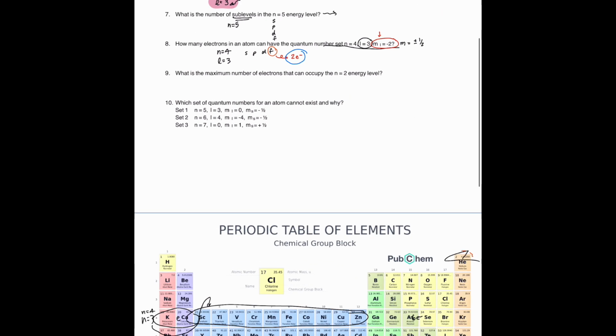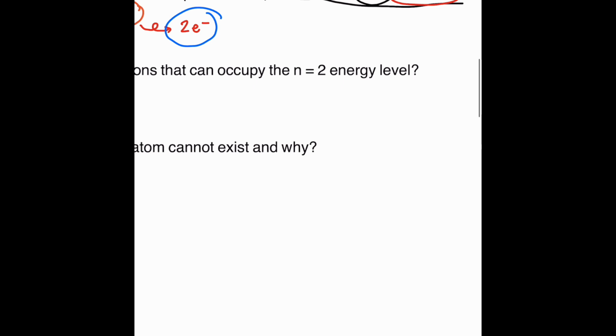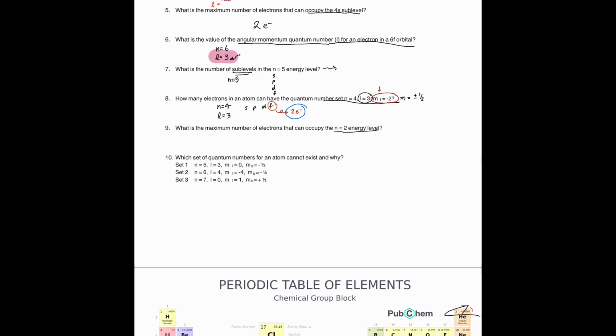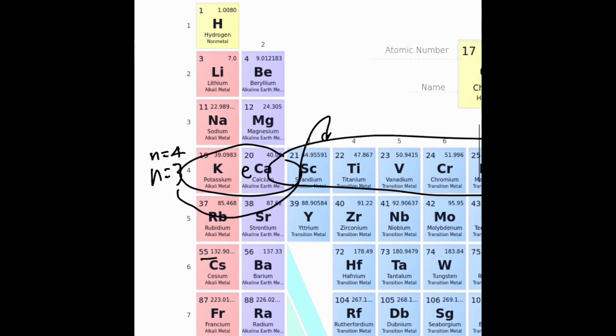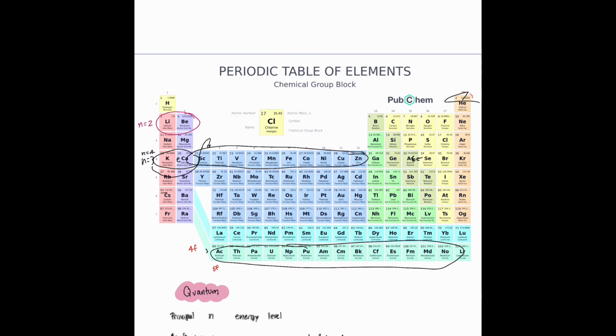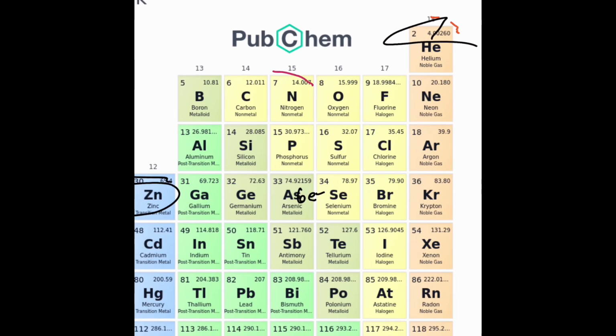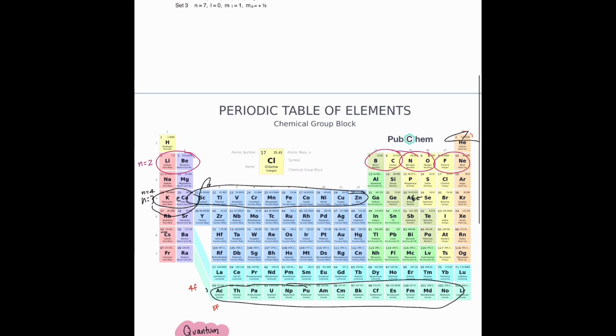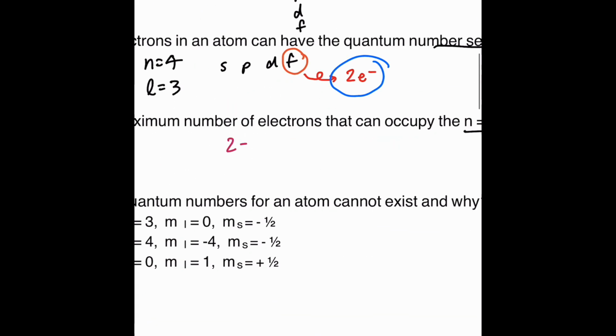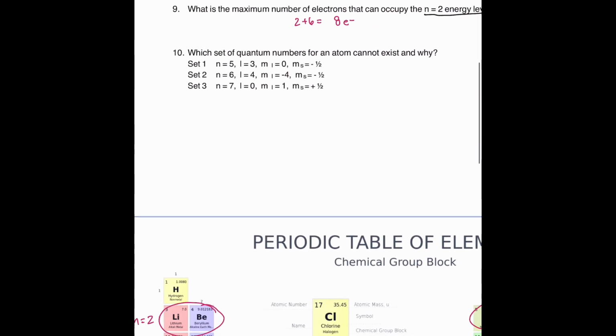All right, what is the maximum number of electrons that can occupy the n equals 2 energy level? Well, let's go ahead and look at that. This is n equals 2. You could have an s orbital, so you could have 2 electrons from there, and you could have 3 p orbitals, so 6 from that, and you don't have any d or any f orbitals. So that answer is going to be your 2 plus your 6, so that's going to be 8 electrons that can be in your n equals 2 energy level.